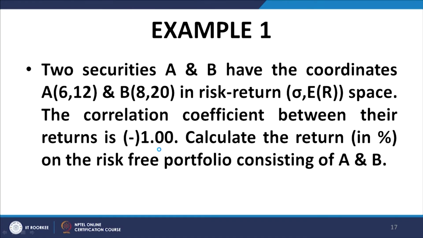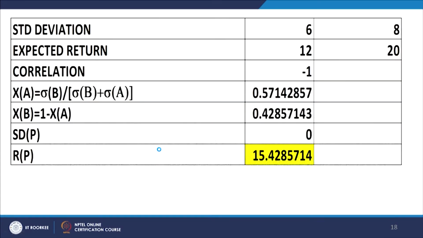Two securities A and B have coordinates A 6, 12 and B 8, 20. Let me repeat, two securities A and B have the coordinates A 6, 12 and B 8, 20 in risk return, that is sigma expected return space. The correlation coefficient between the returns is -1. Calculate the return in percentage on the risk free portfolio comprising of A and B.